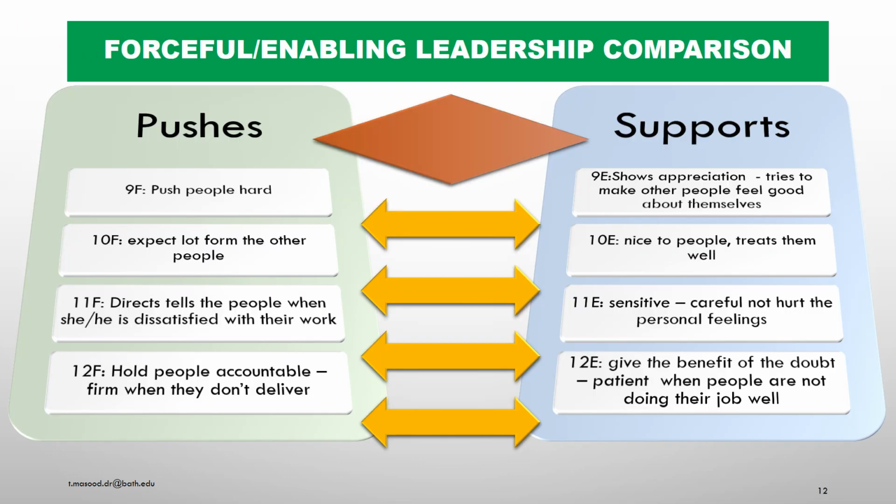This is the third element of my forceful and enabling leadership style simulation model: 9F, 10F, 11F, 12F opposing 9E, 10E, 11E and 12E. These are opposing each other. Now I'm going to simulate this model in my next slide.